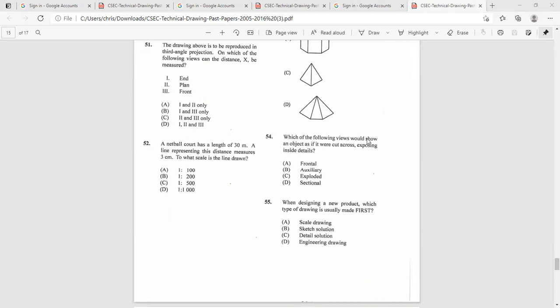Which of the following views would show an object as if it were cut across, exposing inside detail? That would be a sectional view. Sectional view, yeah. So you cut the building and you show what's on the inside. When designing a new product, which type of drawing is usually made first? Sketches. You first need to sketch.